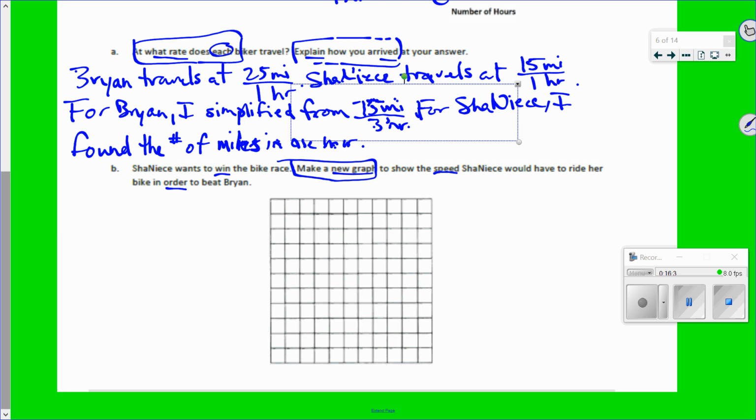Title it. What do we want to title this one? Shanice's speed? I like that. That's actually one I like better than what A2 did. They just said bike race, but really what we need is Shanice's speed. So I think this is a more specific title, so I like that one better.